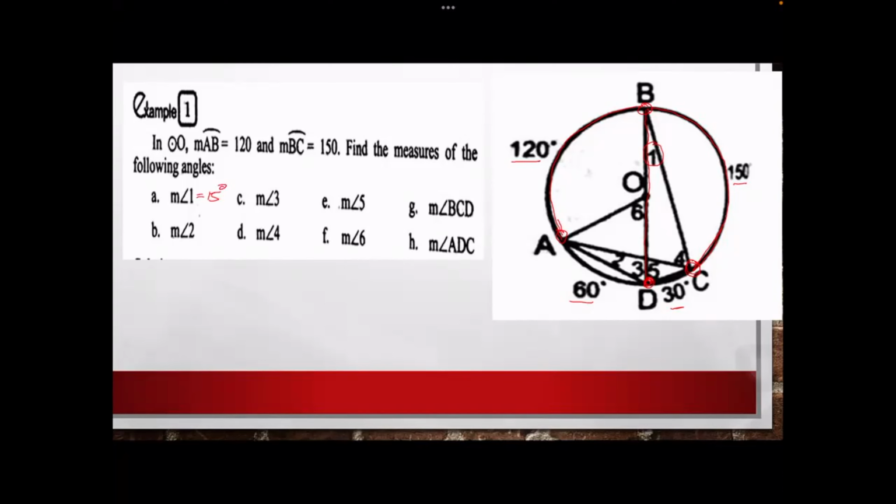Now, what will be angle 2? This is our angle 2, whose vertex is here. The endpoints of its chord are also the C and the D. So it faces here. What will be angle 2? 15. Okay, so this is also 15 degrees. Next, angle 3.